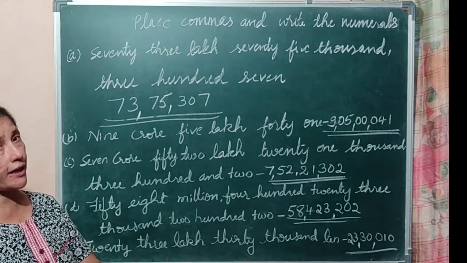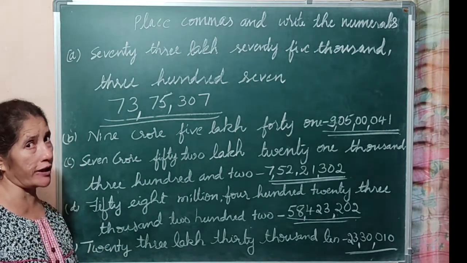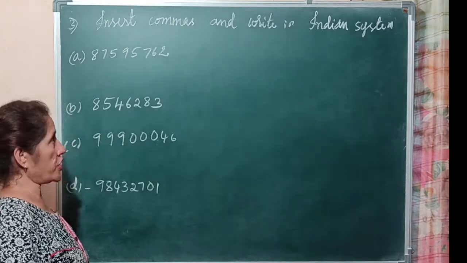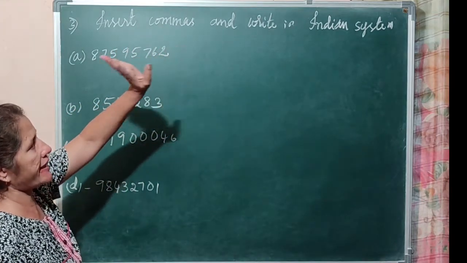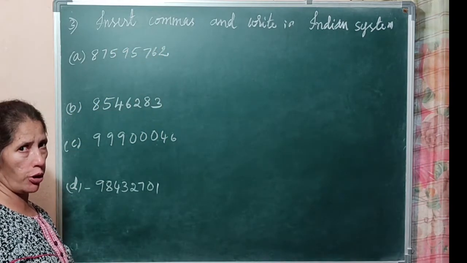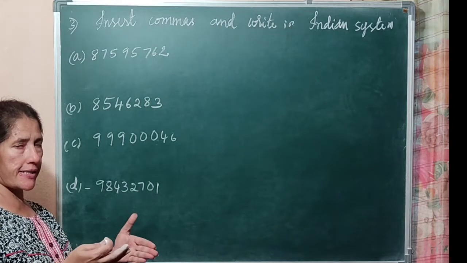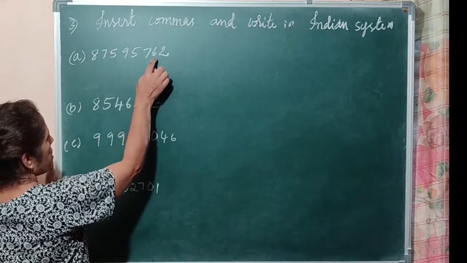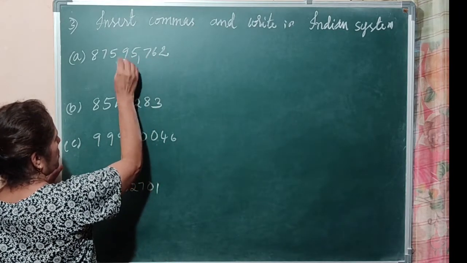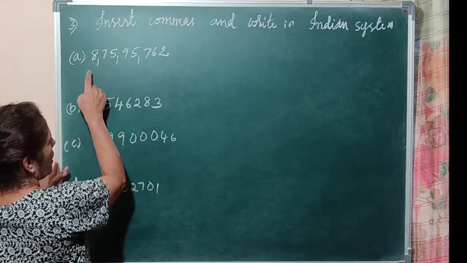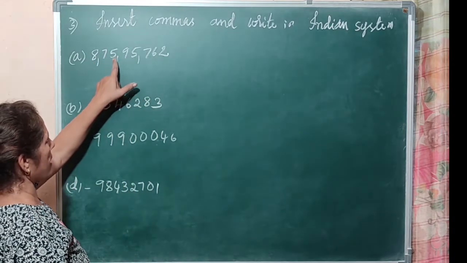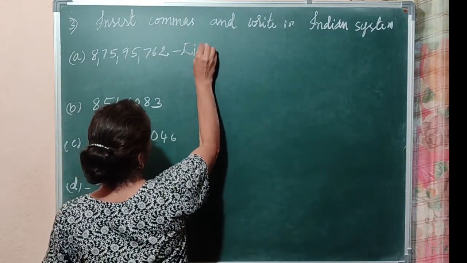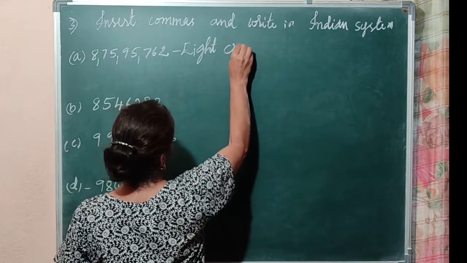If they write in numerals, you know how to put the comma and write down in words. Right? Let us go to the next question. The next question is, insert commas and write in Indian system. Indian system, you know, units, tens, hundreds, thousand, 10,000, lakh, 10 lakh, crore, 10 crore. 1, 2, 3, comma. 1, 2, comma. 1, 2, comma. So how do you read? 8 crore.